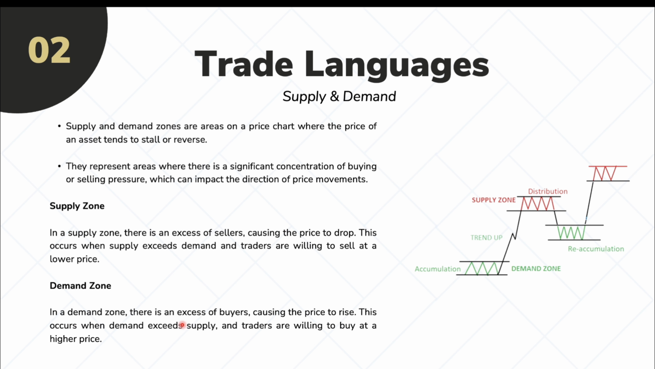Demand zone is vice versa. There's an excess of buyers causing the price to rise. This occurs when demand exceeds supply and traders are willing to buy at a higher price. That means here are more buyers than sellers, the price goes up. Here are more sellers than buyers, so we go lower. And here again are more buyers than sellers, so we go up again.